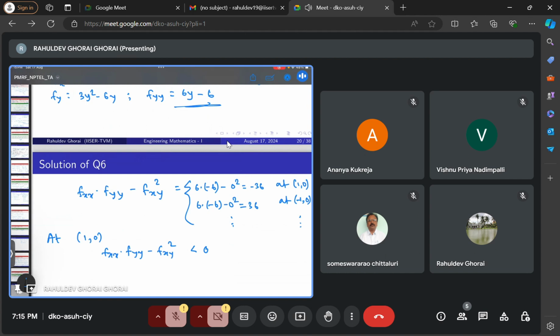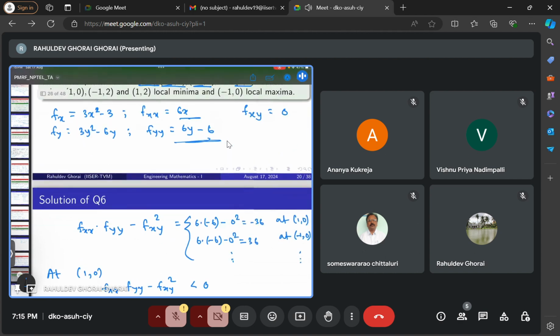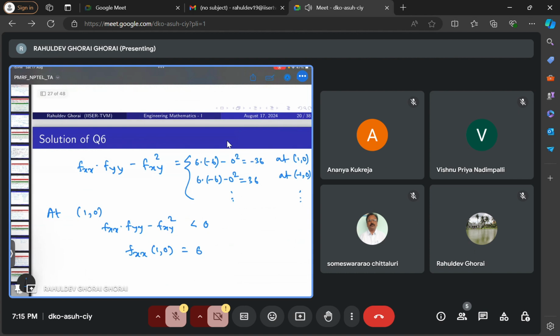So it is not a saddle point, it can have a maximum or minimum. So to know that, f_xx at (1, 0), whether it is positive or negative: it will be 6 times 1, which is 6, which is greater than 0, right? So that implies it has a local minimum at (1, 0), okay?